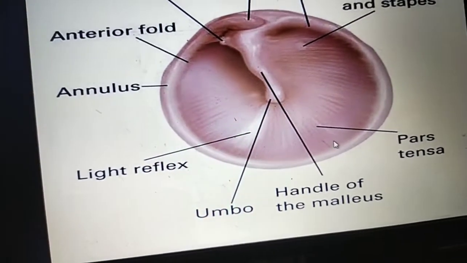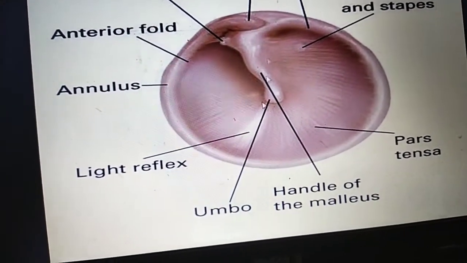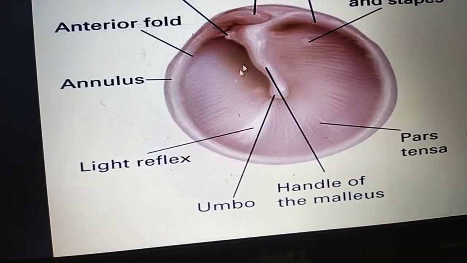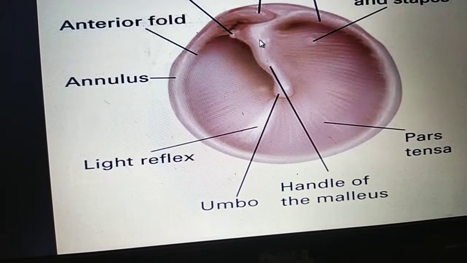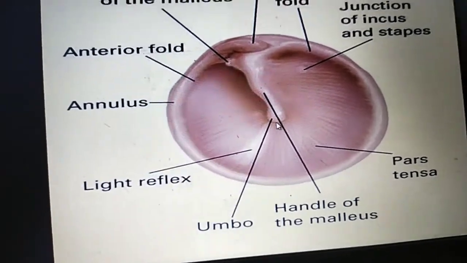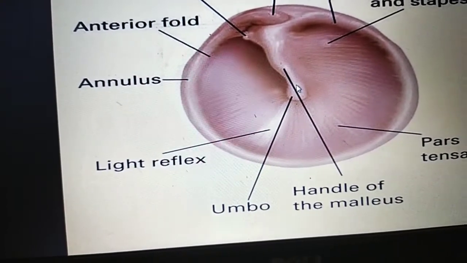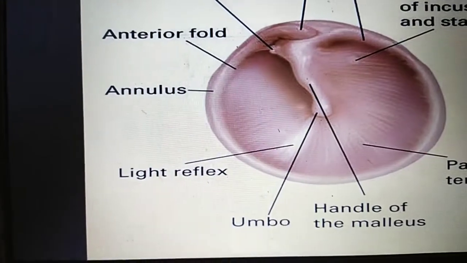Now you can see this is the malleus bone. It is covered by a thin membrane, and that membrane is the tympanic membrane. The malleus has the lateral process and a small process, and it has the handle of the malleus.